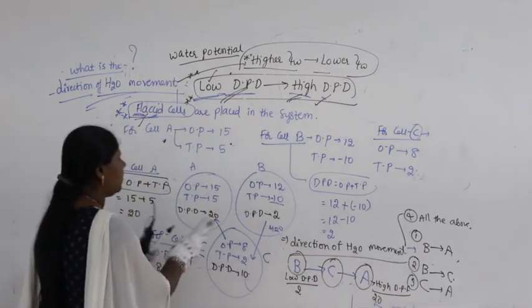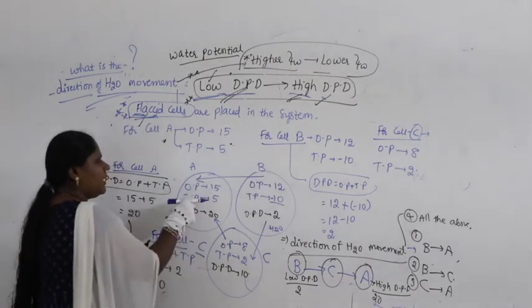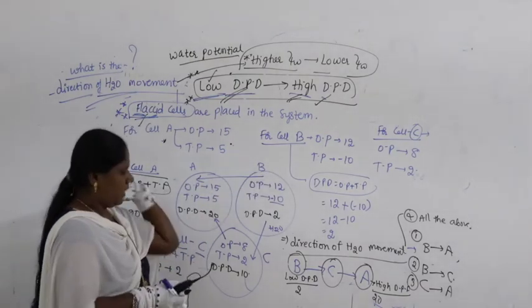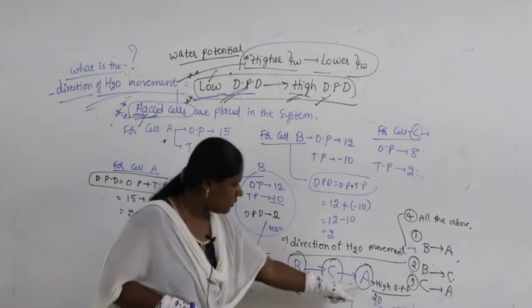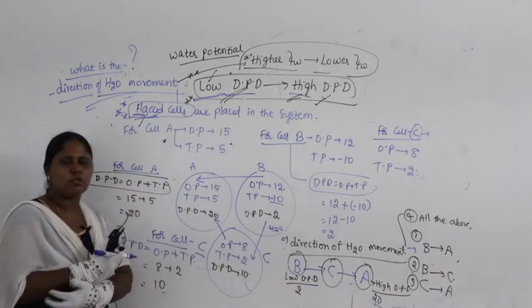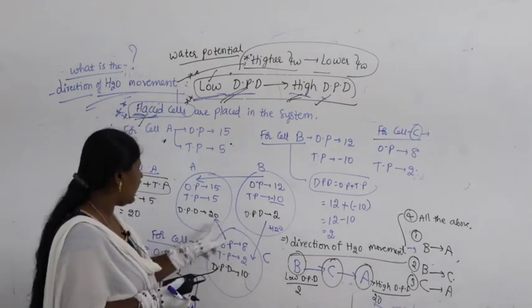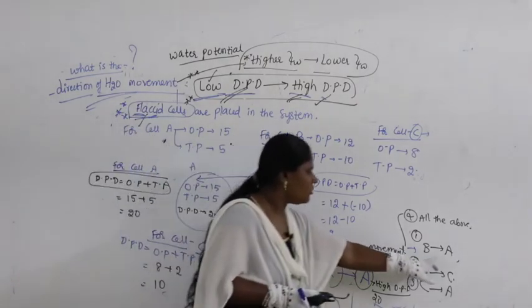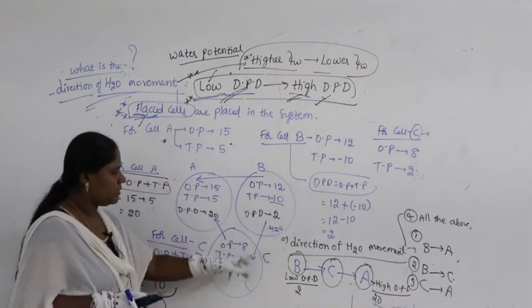That means water movement also occurs from B to A, because it is low DPD to high DPD. Either you find this option directly, or, if this option is not there, then look at the other options the question may have. B to A, yes, low DPD to high DPD, correct. The first option is correct. B to C, low DPD to high DPD, B to C is correct.